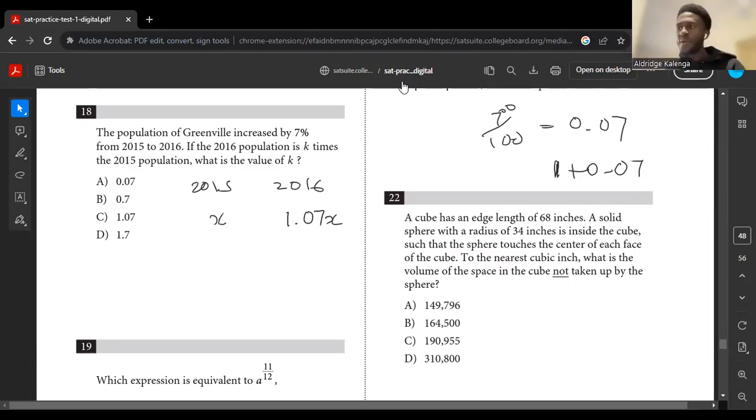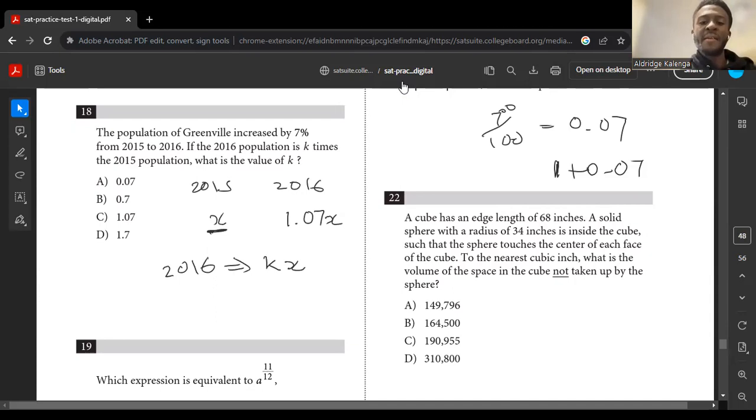Awesome. Okay, so in 2016, if the 2016 population is K, okay, so in 2016 we've been told the population is K times the population of 2015, which right now we don't know, so we put X. So K times the population of 2015 is X. Okay, so can you guys see the answer already?